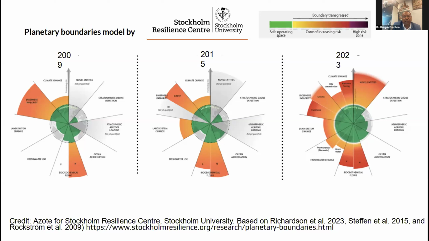By 2015, four of them were out of the boundaries. And by 2023, 6 of them were out of boundary. What are these? Actually, these are the biochemical reactions, where fertilizers like the nitrogen and phosphorus cycles are impacted. Climate change is impacted, the biosphere is impacted, and the land system is being impacted. So all these are out of boundary already.